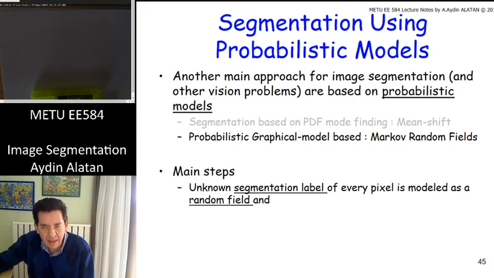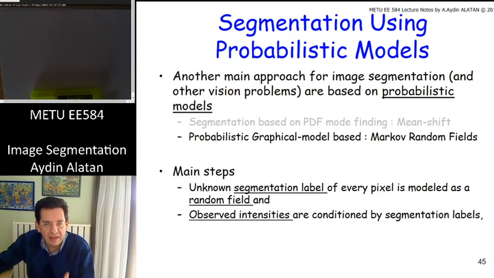Let's look at the main steps. First of all, I'm trying to make a segmentation of every pixel, and I'm going to assume that there is a label field. In other words, a label field which is giving some integer numbers for different objects. This is unknown, and I'm going to assume that it is random. That's a random field, in other words, a group of random variables with integer values. For the first object, the pixels will be 1, 1, 1. For the second object, 2, 2, 2. Okay? And this is assumed to be random.